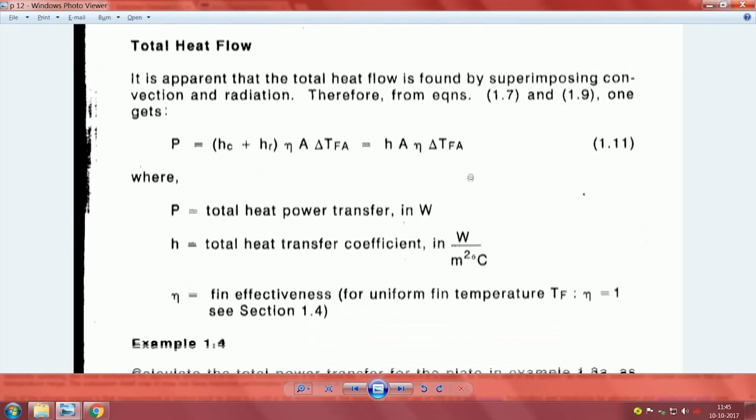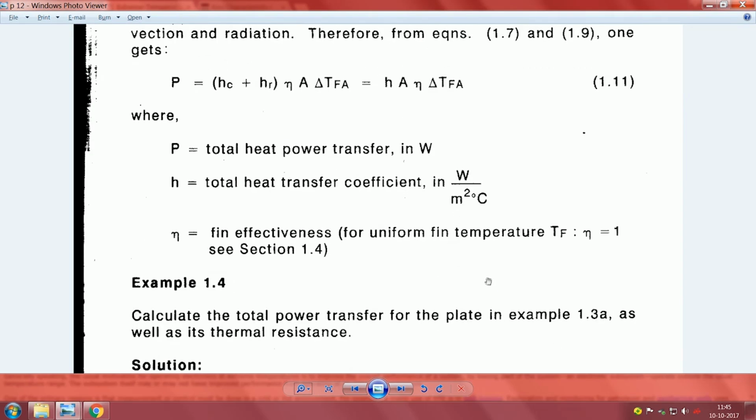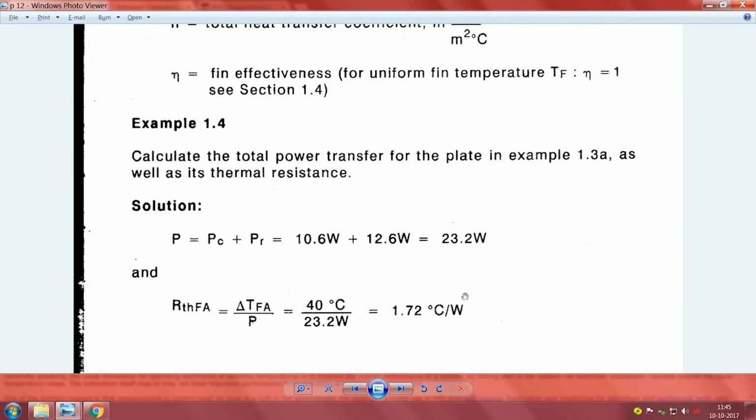So, we have fin effectiveness, and how we calculate the total power for the example and so on. We have this figure, 1.72 degrees centigrade per watt, that has come about.